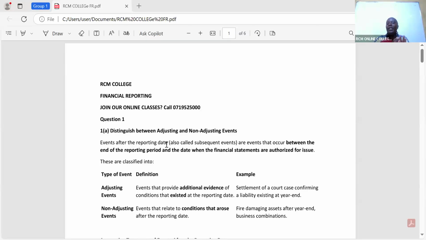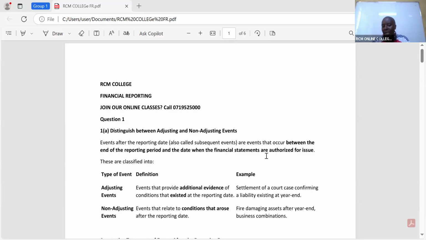It becomes what we call an adjusting event. Please listen. Events after the reporting date, after 31st December 2024. I'm using 2024 because that is the year that we have just finished. Now we are auditing the books of 2024. Also called subsequent events, they are events that occur between the end of the reporting period and the date when the financial statements are authorized for issue.